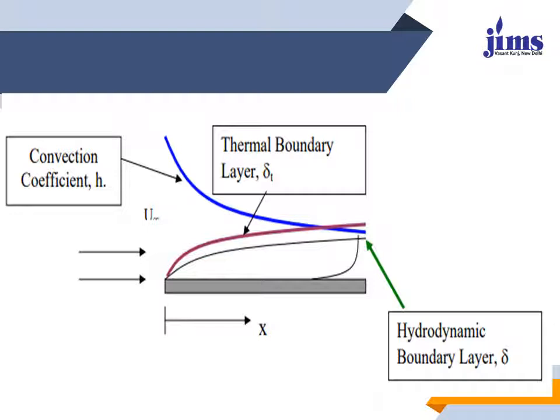So from this figure, it is clear that the convective coefficient h decreases as x increases. In the case of the thickness of the thermal and hydrodynamic boundary layer, at the leading edge the layer thickness is very small, and as we go from the leading edge in this direction, the thickness is continuously increasing. If we are talking about the thermal boundary layer, the Prandtl number plays a very significant role.